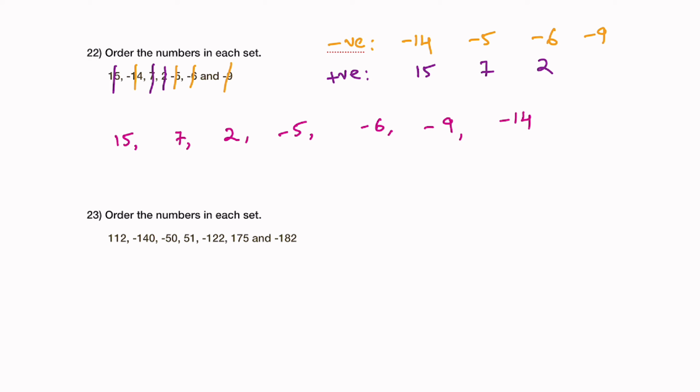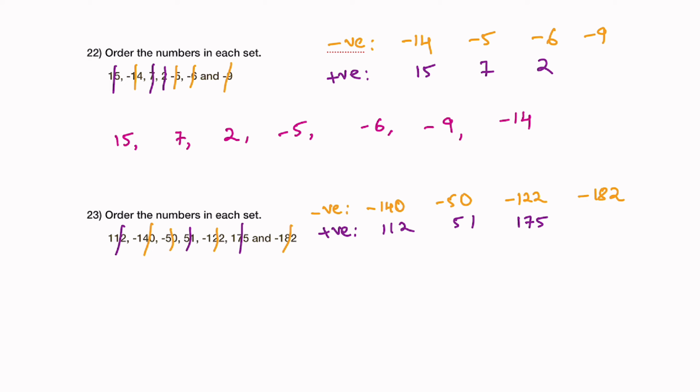The next one, the same format, the negative numbers, that's -140, -50, -122, and -182. And then the positive numbers here. So they are 112, 51, 175. We will order from largest to smallest.